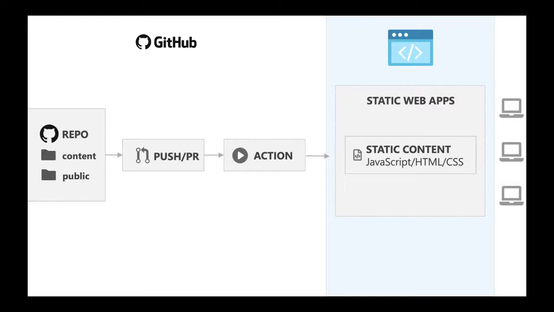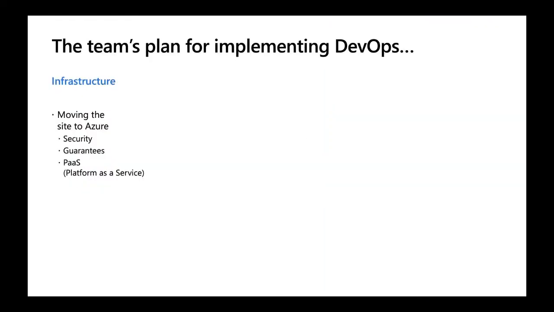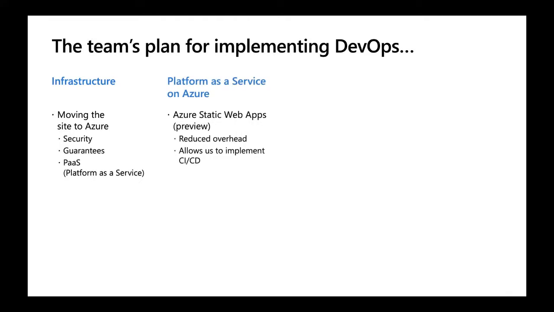So let's talk about the team's plan for implementing DevOps. They're going to be moving their site to Azure because of the security, the guarantees, platform as a service for using static web apps. That platform as a service, or being able to use a platform to deploy your application without having to build all the underlying infrastructure. That's what we're using, Azure Static Web Apps, the preview service.